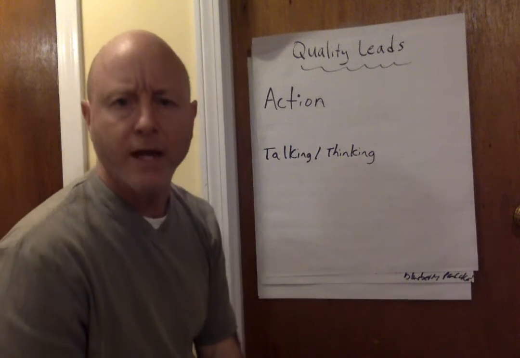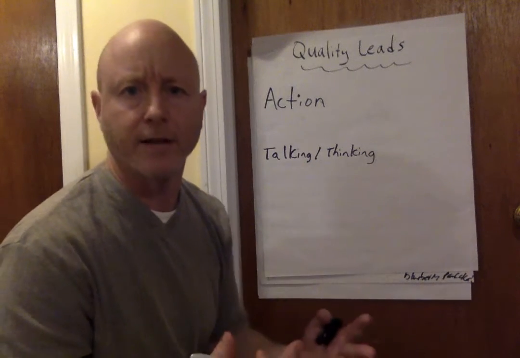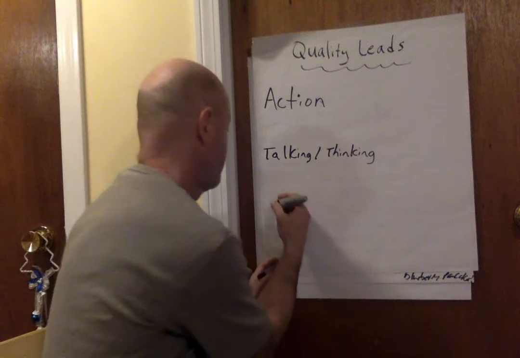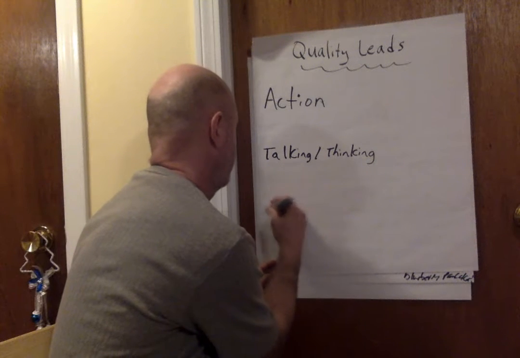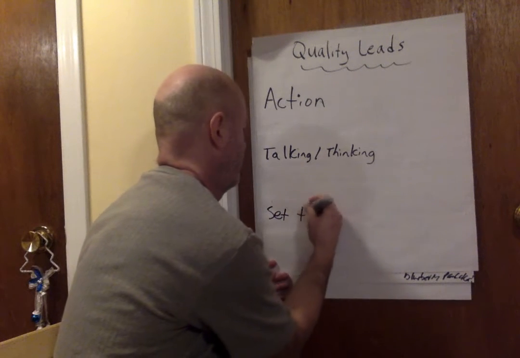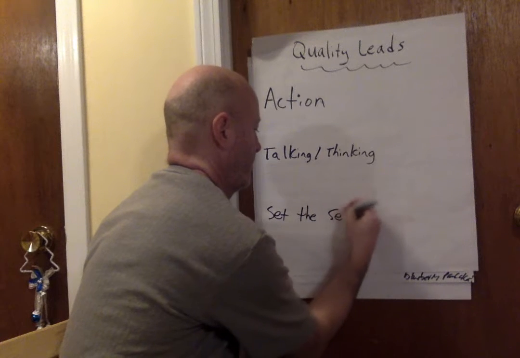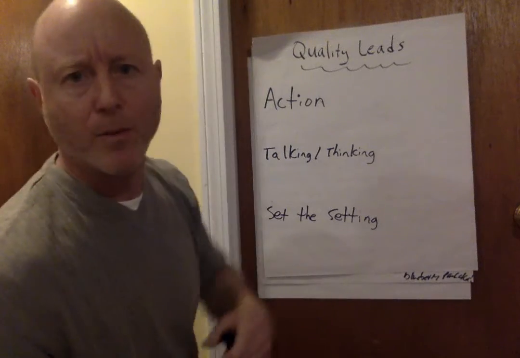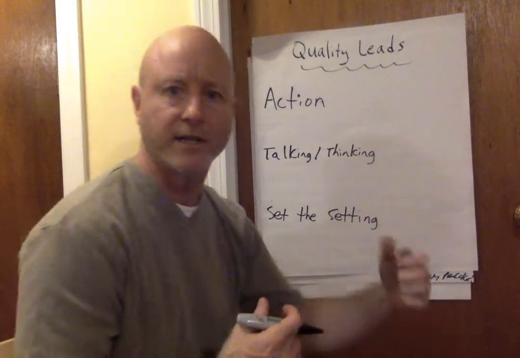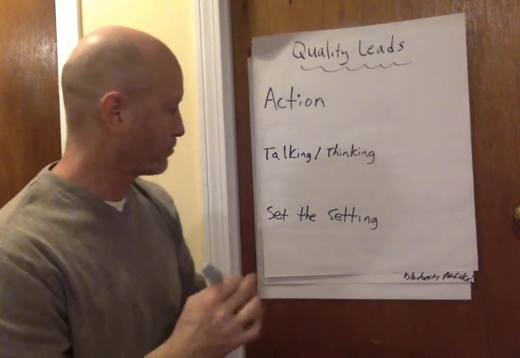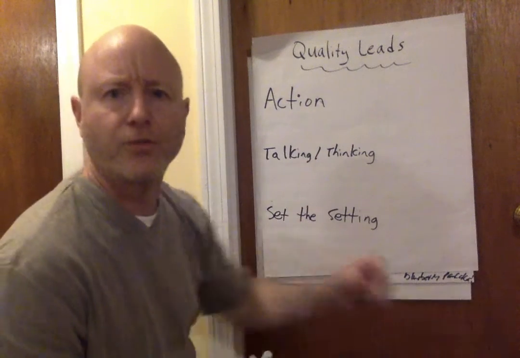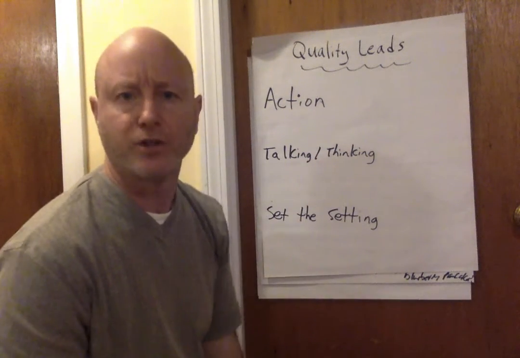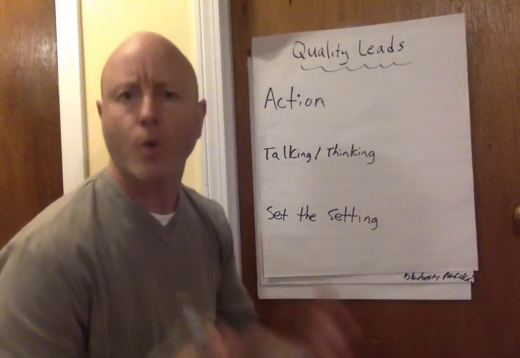And the third way is what I call set the setting. It's where you talk about or describe the setting. So I'm going to put set the setting. And the setting is the time or place for your story, when it takes place, where it takes place. So these are the 3 ways to start a story that will be a quality lead.